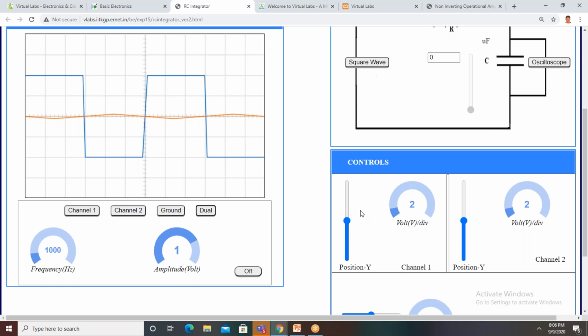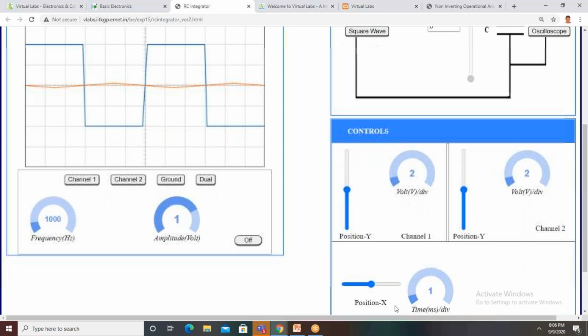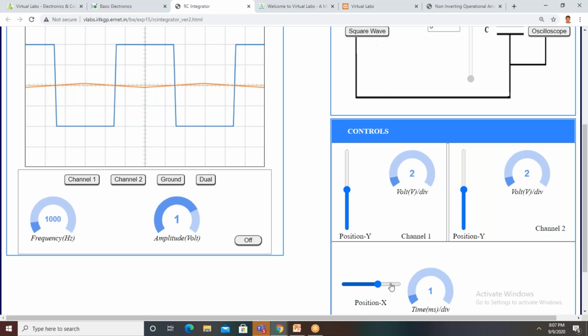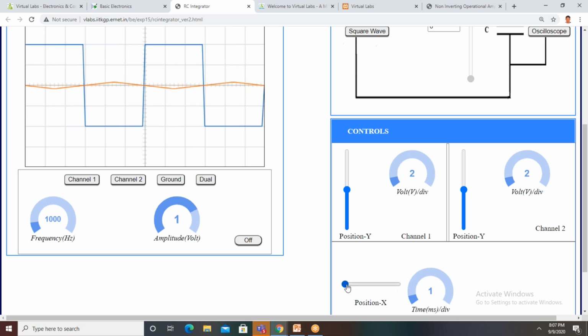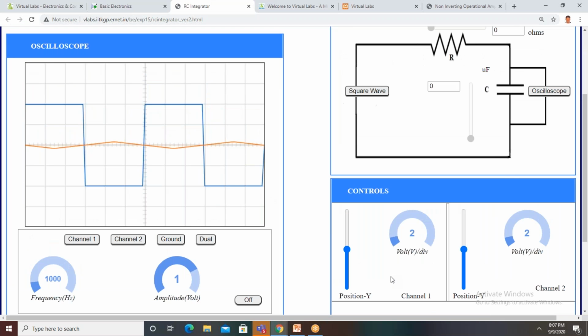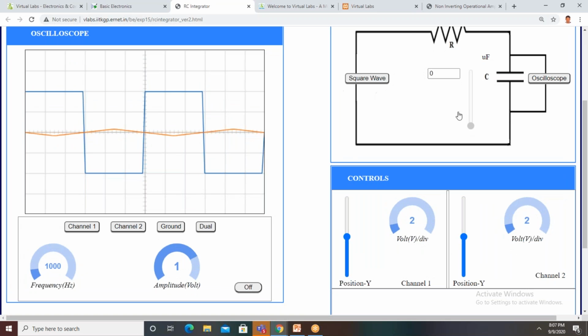Sir, the input resistance and capacitance value. Yeah, based on that. It is 0 now, that's why it is very low. One minute, I will show you. Take 3 micro. Now square wave. Now you click on dual. Now the signal, is it integrated or not?